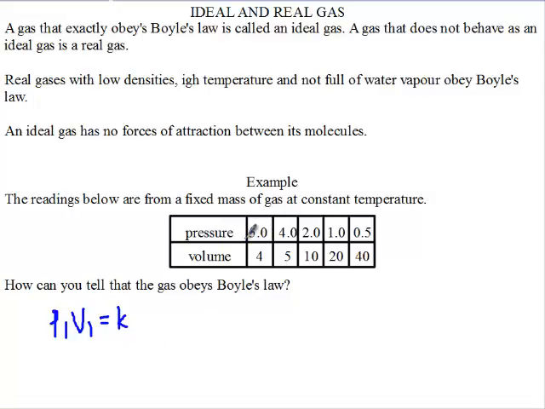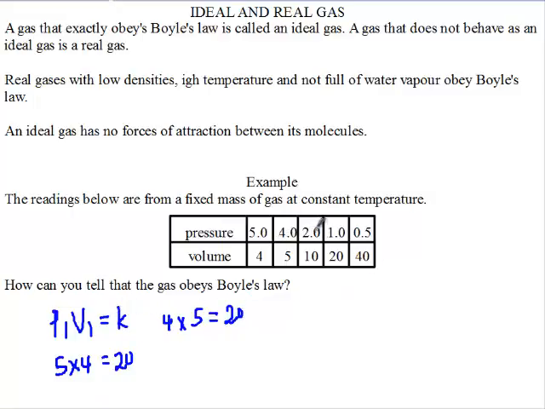Now let's see P1 V1. Here the pressure is 5, the volume is 4. 5 times 4 will give us 20. That is for the first column. Here the pressure is 4, the volume is 5. So 4 times 5 will also give us 20. Here we have 20 as our constant. We also have 20 as our constant.